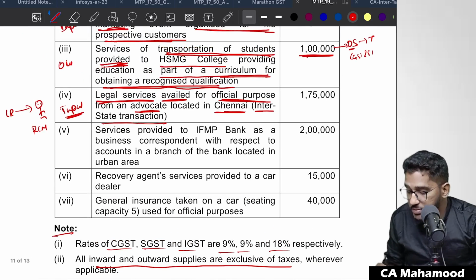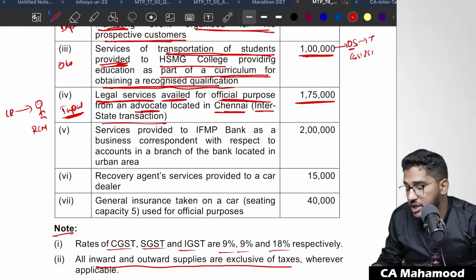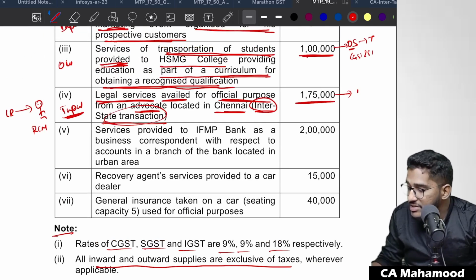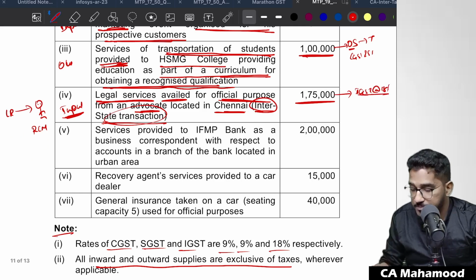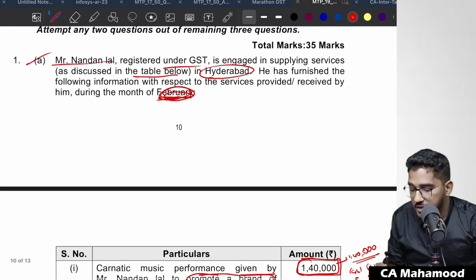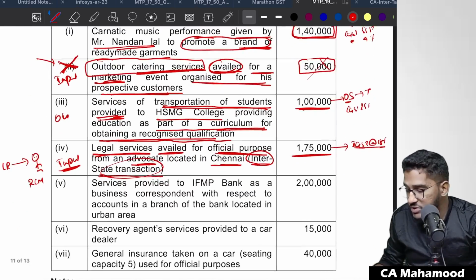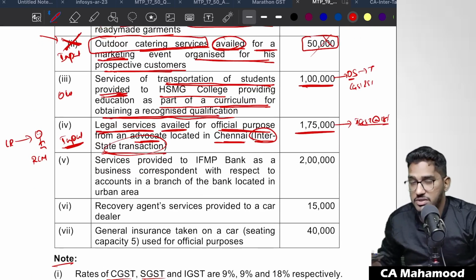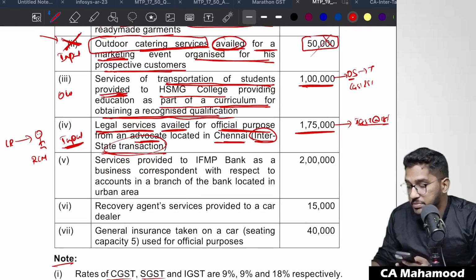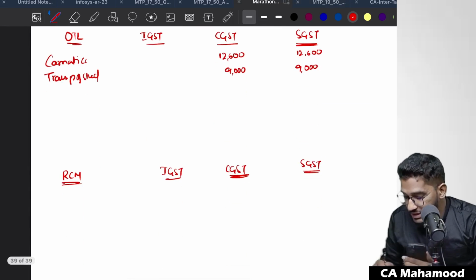So this will be an input service, and on this service, tax is required to be paid under reverse charge mechanism. And this is the interstate supply. IGST at the rate of 18% is required to be paid by the recipient only. Who received? Mr. Nandan Lan received. Since he is the recipient, he is required to pay the GST under reverse charge mechanism at the rate of 18%.